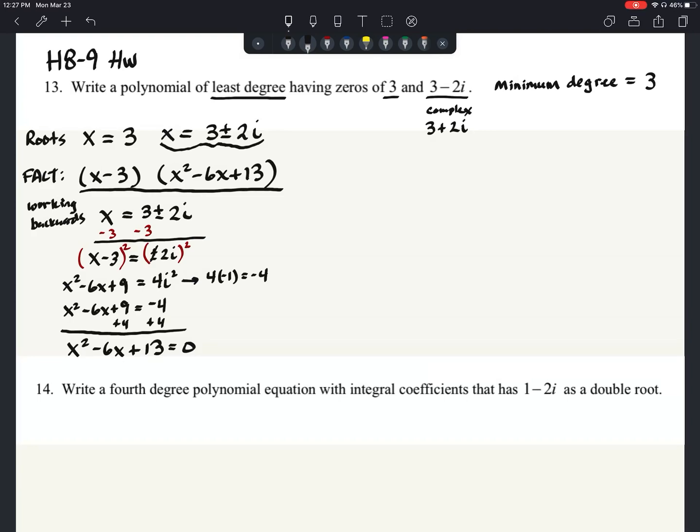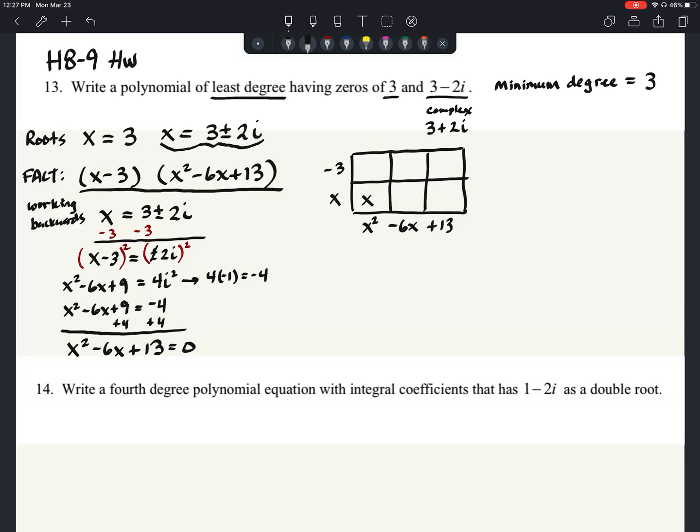So you can do that by distributing, or if you want to use a generic rectangle area model, that's totally fine. I'm going to do that just to make sure I'm careful and I don't make a boo-boo. So we've got what? x minus 3. We've got x squared minus 6x plus 13.